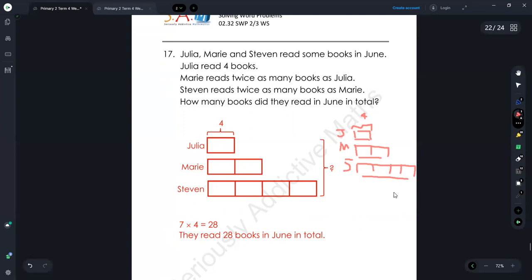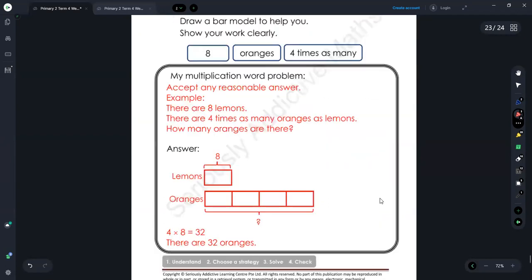How many books in total? Count the number of units. 1, 2, 3, 4, 5, 6, 7. Right? 7 times 4.